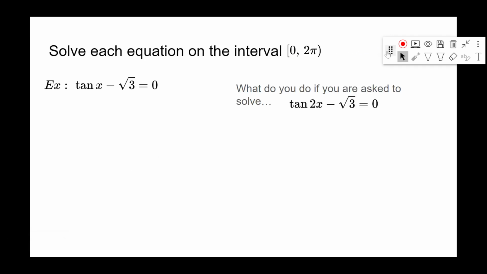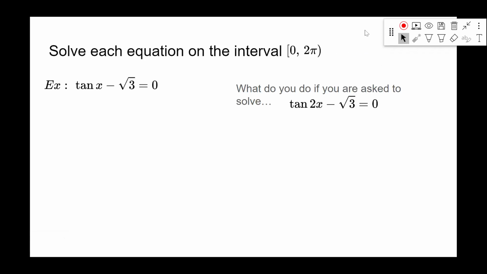Okay, so same directions as the other video. I want you to solve each equation on the interval 0 to 2 pi. Again, that means that if you have an answer that's here, the answer is 0, not 2 pi. Okay? All right, so let's work with our first example here. This is similar to what we did before. Tan x minus radical 3 equals 0.